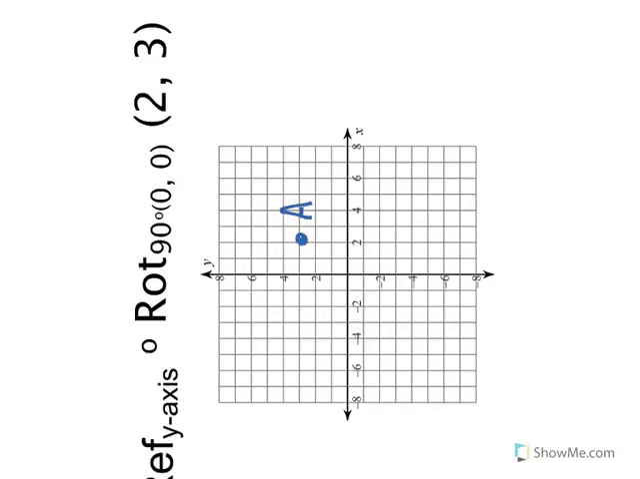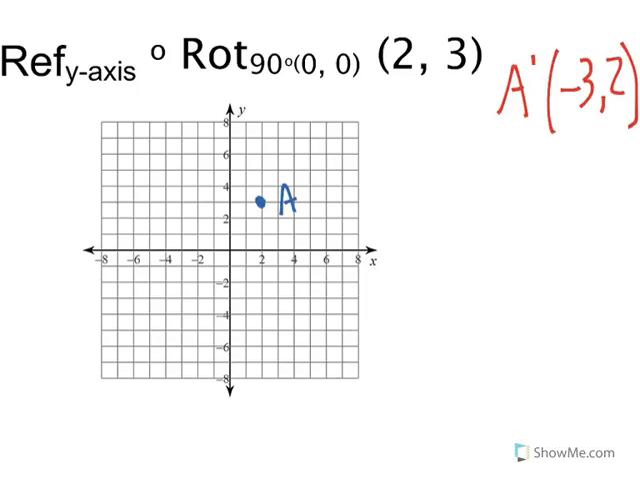So when I turn 90 degrees counterclockwise, I would write that new coordinate down as A prime, so that's -3, 2. And then rotate my picture back to its original direction. So our A prime is at -3, 2 after I rotate it 90 degrees counterclockwise. So that's A prime.